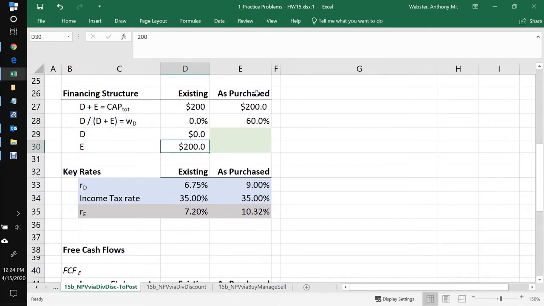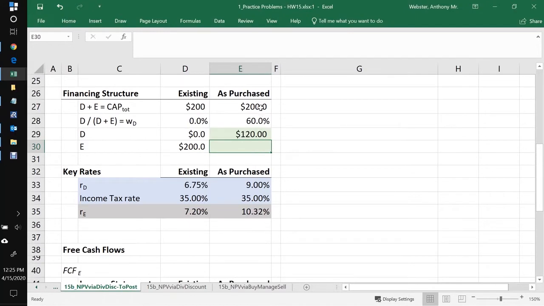So after our purchase, in its as purchased condition, the total capitalization of the firm is going to remain the same, the total debt and equity, right? Because we filled our wheelbarrow still with 200 million to pay the existing owners. But now the weight of the debt for the firm is going to be 60%, and that is equal to 60% times 200. So note it here, it's the total capitalization, 60% of that, and that's 120 in most circles.